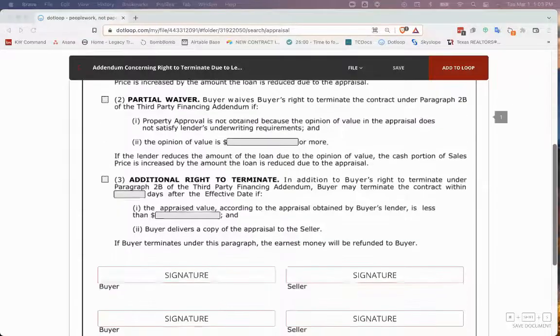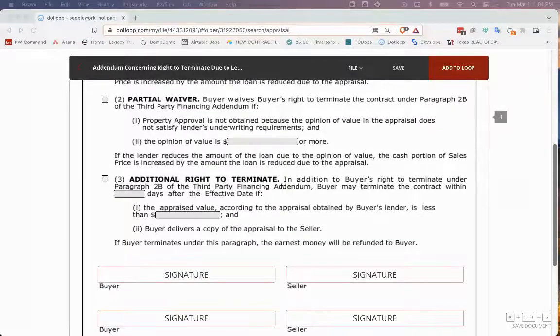And then your additional right to terminate here is where the buyer is saying within so many days after the effective date of the contract, then the contract has to appraise for what the contract price is. So if it was a $600,000 contract price, you'd put $600,000 here, and you would put the amount of days after the execution date of when that appraisal has to be in, and they have the right to terminate.